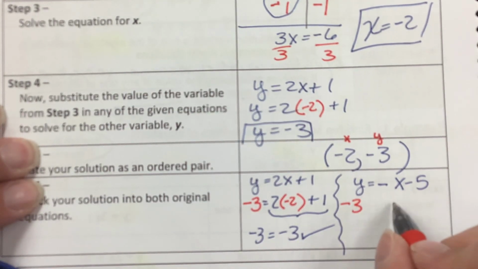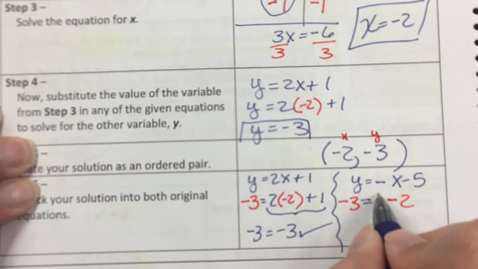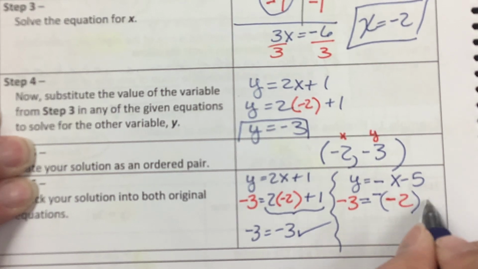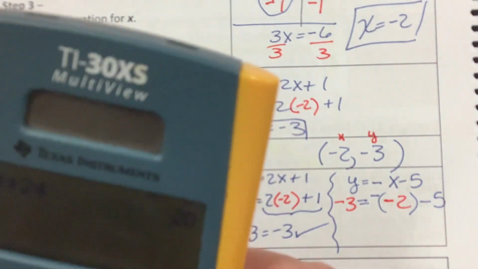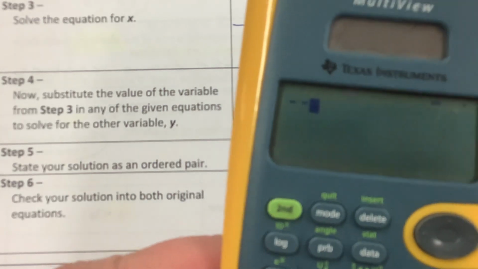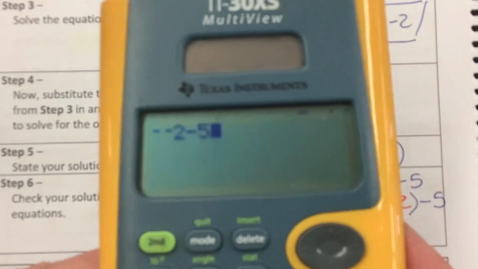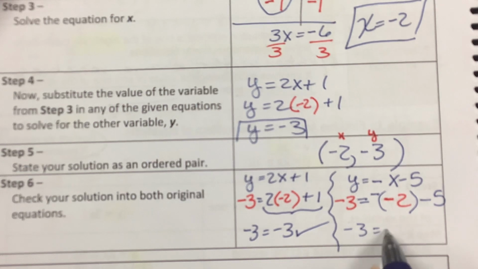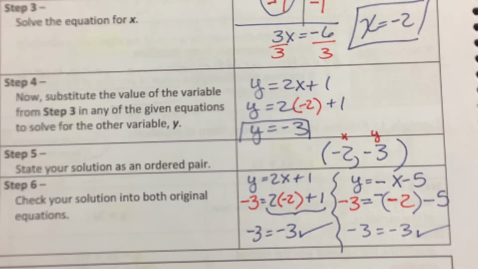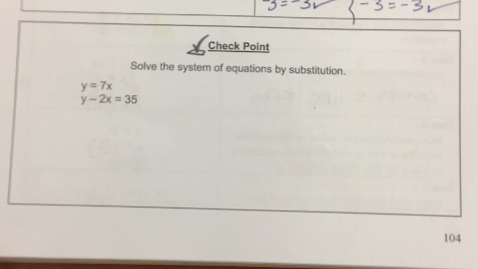On the other side, negative 3, negative 2, y equals negative parentheses negative 2 minus 5. Now you could do negative 1 times negative 2, or you could just grab your calculator and put in negative 2 minus 5. Negative 2 is positive 2. Positive 2 minus 5 is negative 3. Look at that. Negative 3 equals negative 3, and it checks. Yay me.